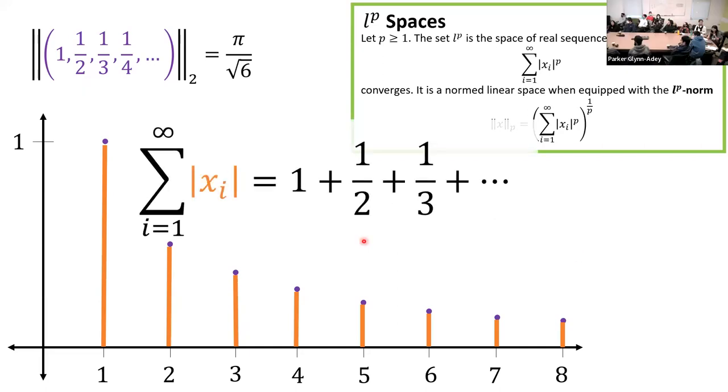Take Math B42 for the proof. Take Math B42, it's great. Yes, Math B42 will pop up quite a bit in this seminar, actually.